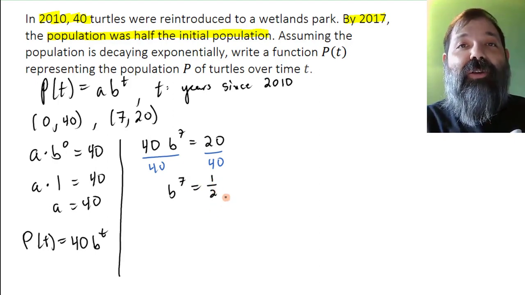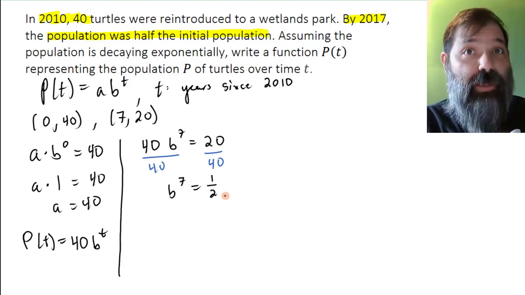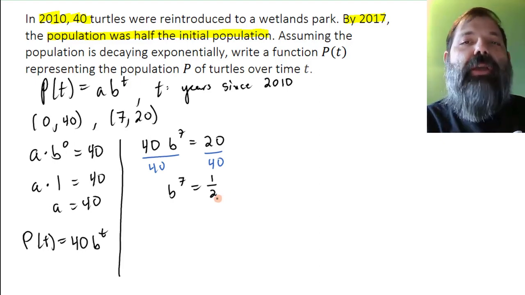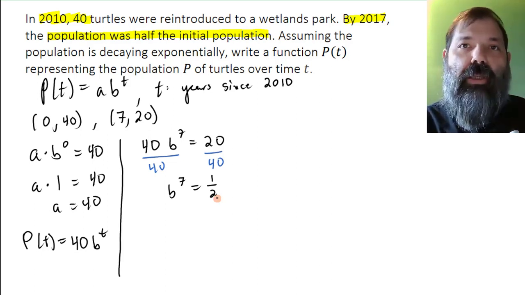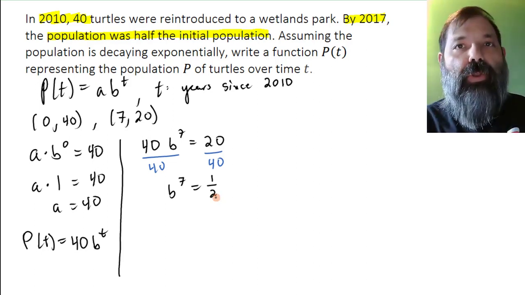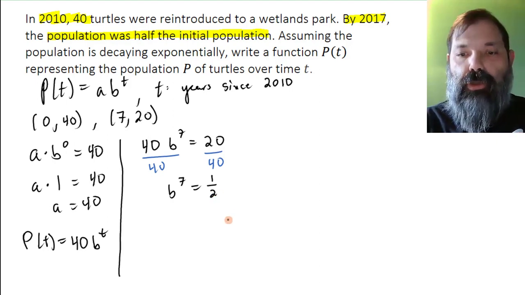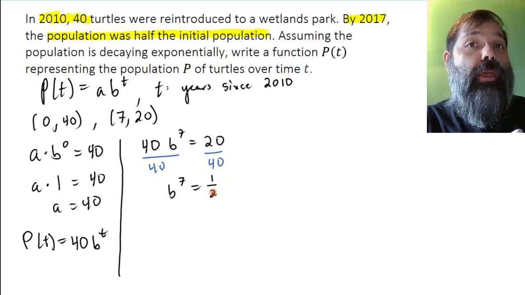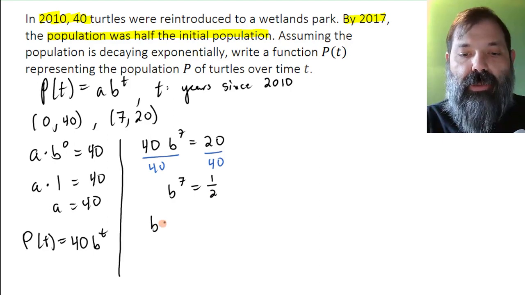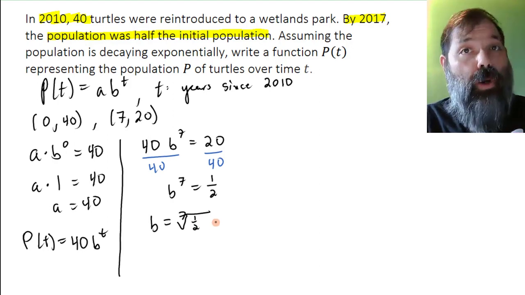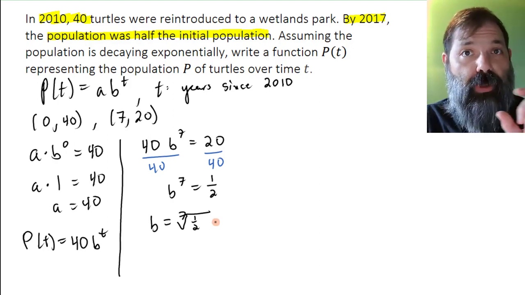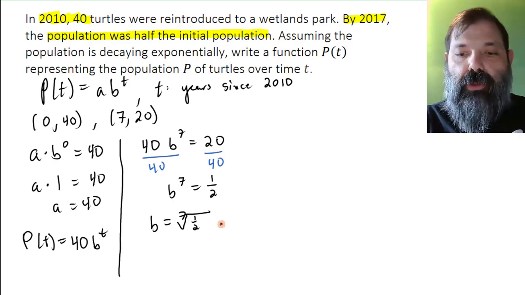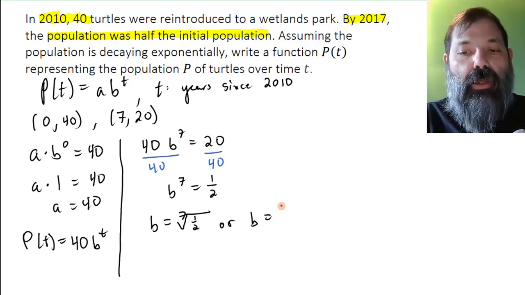Now remember, the new population was half the initial population, and we ended up with a half there. It's not a coincidence. If that had stated 1/3, we would have ended up with a 1/3 here as that factor change. So then solving for b, if b to the 7th is 1/2, then using a radical, I could say then that b is the 7th root of 1/2. Recall as well that radicals can be written with rational exponents. So I could also say that b is 1/2 to the 1/7 power.